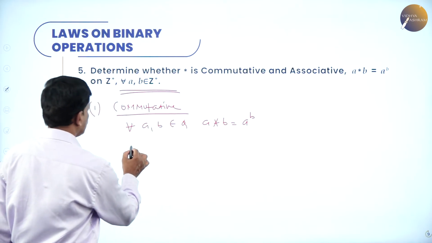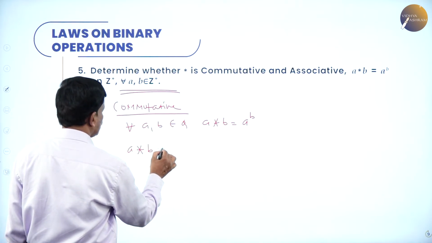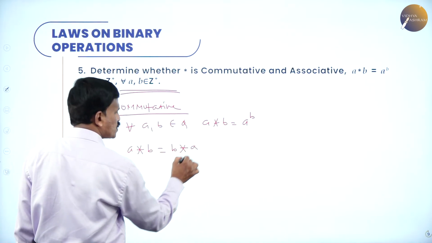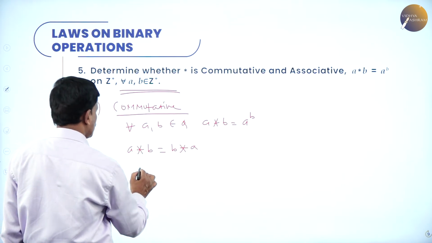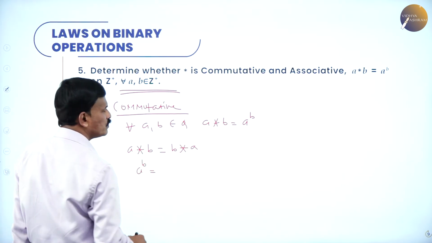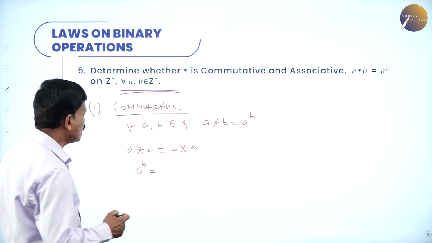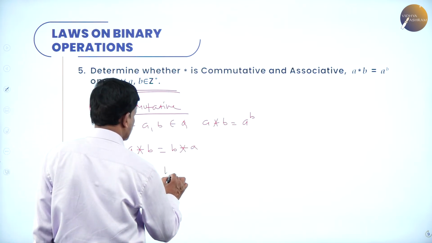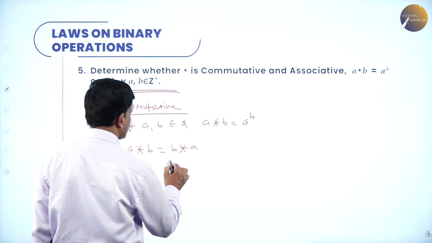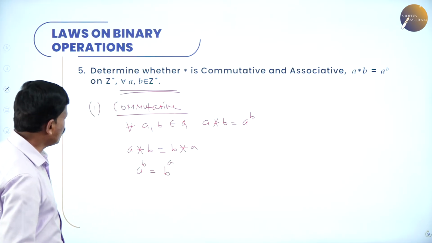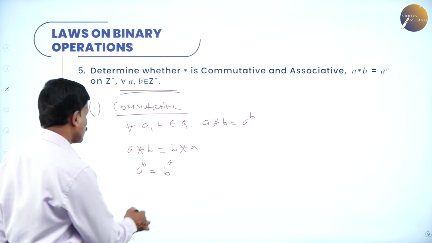Now, commutative property. What is the commutative property statement? A star B is equal to B star A. A star B can be written as A to the power of B, first element, power second element. B star A can be written as first element is B whose power is A. So, A to the power of B is not equal to B to the power of A.